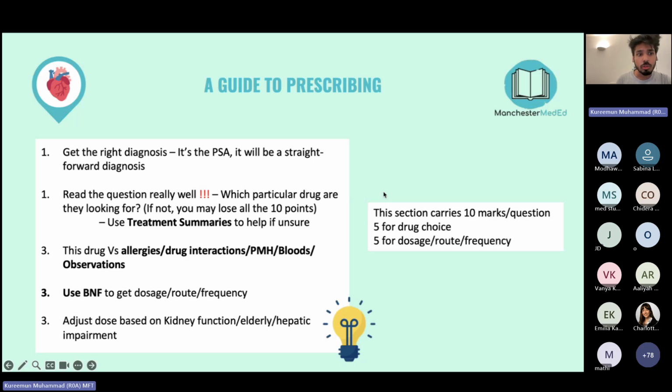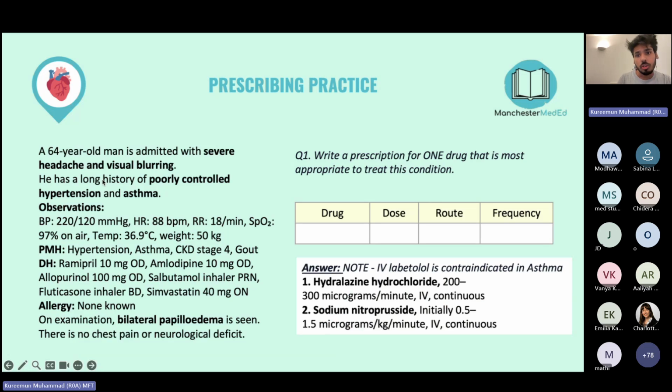Once you get all those steps right, you're kind of guaranteed you are getting all the points. So if we go back to that question, the first principle is you get the diagnosis right. So you know it is hypertensive emergency, fine. I knew from memory that it was IV labetalol, from medical school. But this is contraindicated in asthma. So what else can I use?